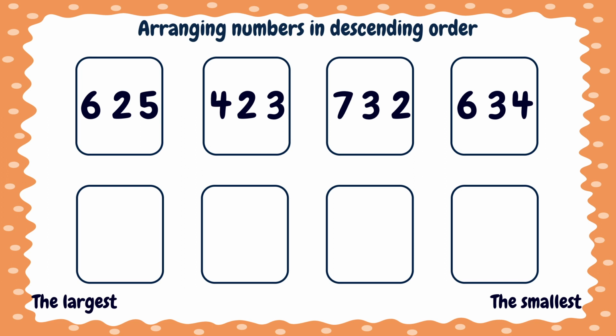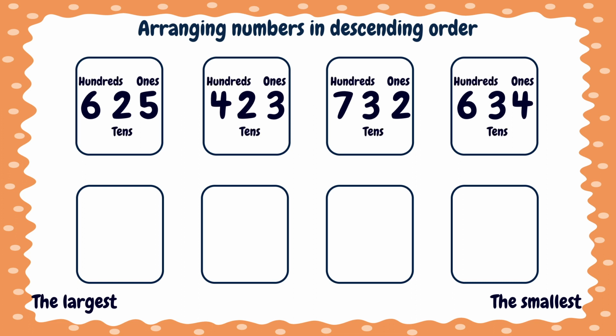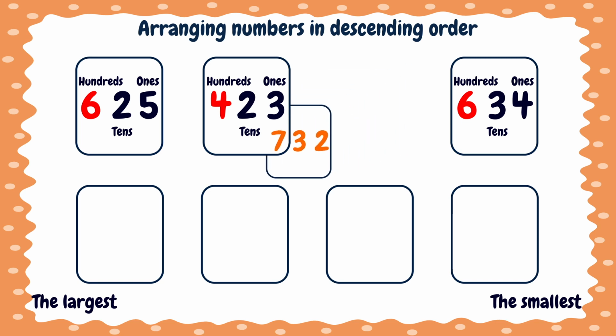Beautiful. How do we determine the largest number? The first step is to determine the ones place, the tens place, and hundreds place. The second step is to compare the numbers in the hundreds place. Here we have the number 6, here 4, here 7, here 6. Which of these numbers is the largest? 7. Excellent. So the number 732 is the largest. So we will put this card here.